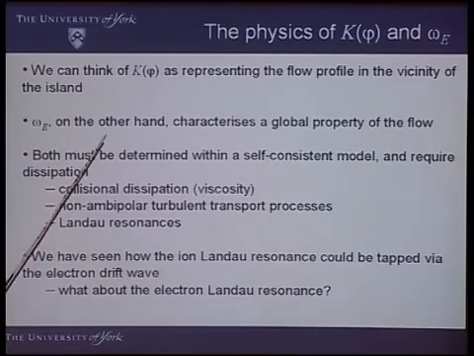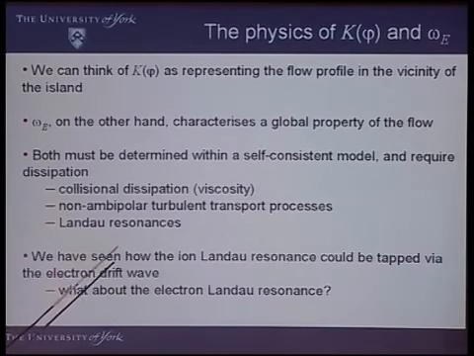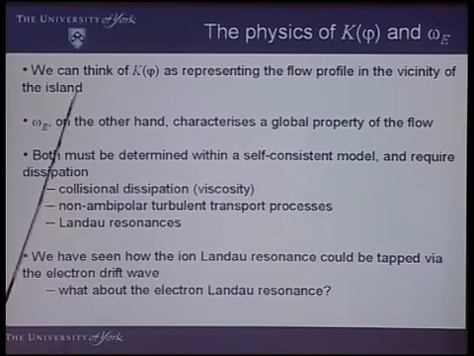So K of phi, as I said, determines the flow profile around the island. Omega E, on the other hand, is like a global property of the flow. It's how the island is flowing through the plasma, and then K of phi is how that drags plasma along with it, if you like. Both of these have got to be determined together within a self-consistent theory, and there's very little done on this. People have looked at determining omega E, neglecting K of phi, including ourselves, but very few people, if anybody, have done the self-consistent problem of determining the two together. And I think it's not absolutely clear even what the formalism for doing it is.